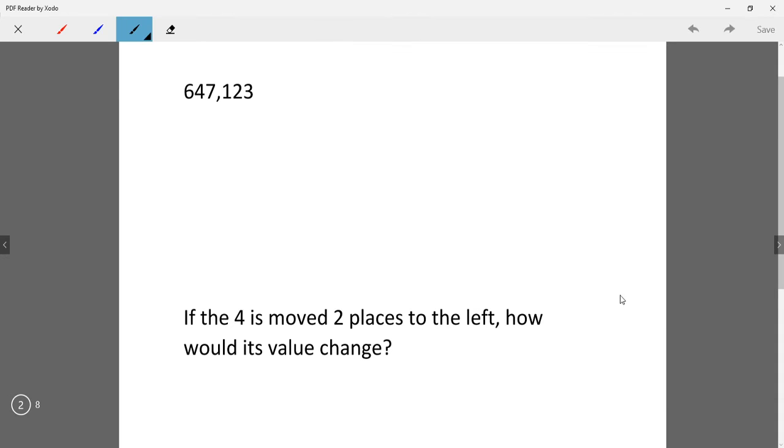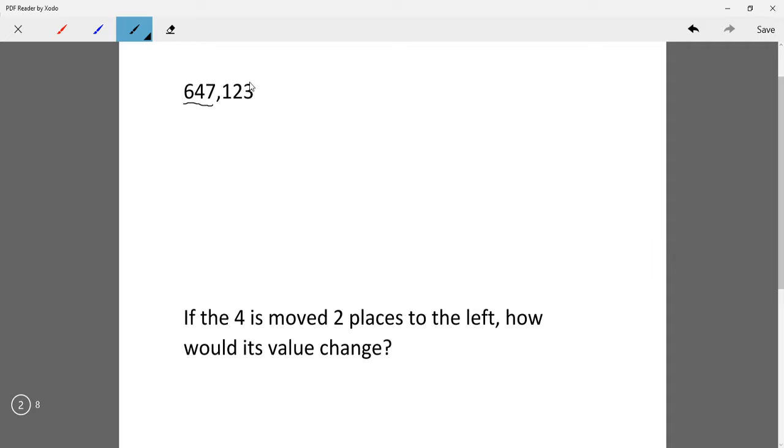So today we are going to go over place value, specifically how values change when you change where the digit is in the number. So this number right here, this is 647,123.